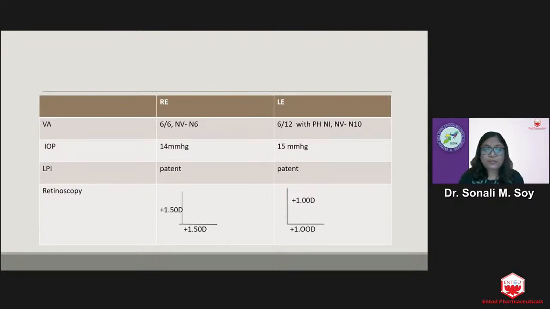In left eye, the visual acuity was 6/12. With pinhole, there is no improvement, and near vision was N10. IOP in right eye was 14 mmHg and left eye was 15 mmHg. LPI was patent in both the eyes. On retinoscopy, right eye is plus 1.5 diopter in vertical and horizontal meridian. In left eye, it is plus 1 diopter in both the horizontal and vertical meridian.